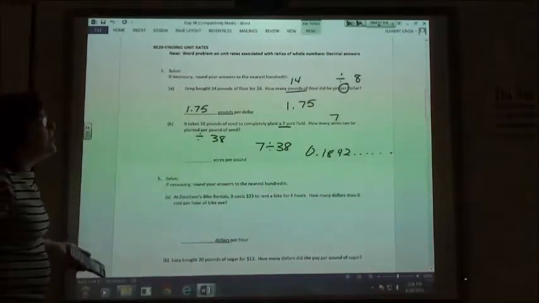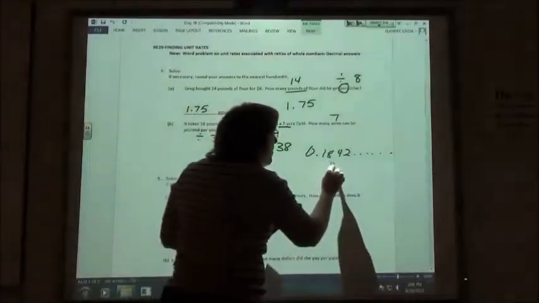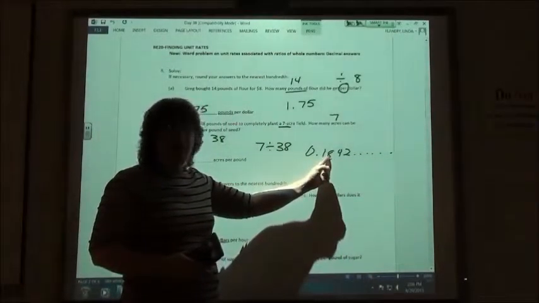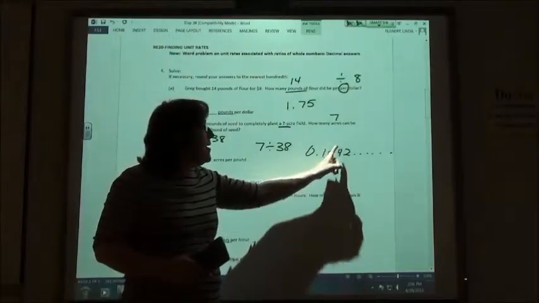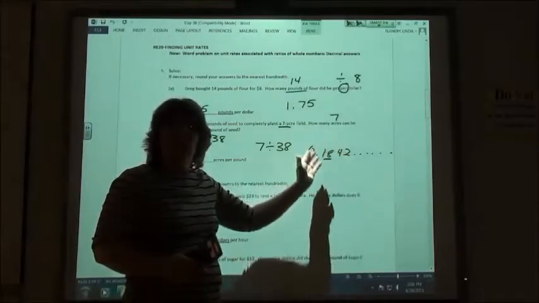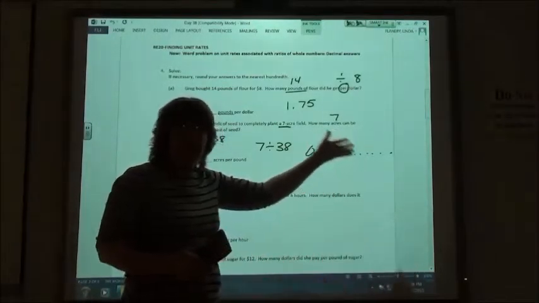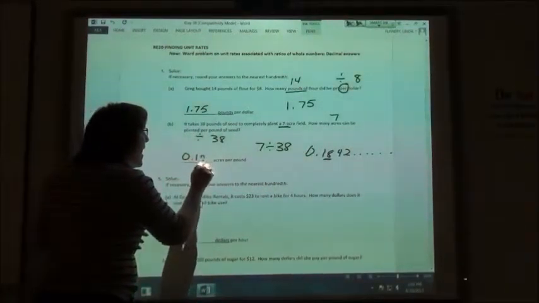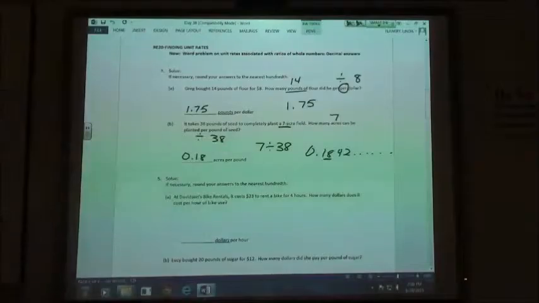I want to round to the nearest hundredth. The hundredth spot is 2 places after the decimal, so I want to either leave that an 8 or round it up to a 9. Since there's a 4 behind it, we leave it an 8. If it were 5 or higher, we'd round it up. So we're going to have 0.18 acres per pound.